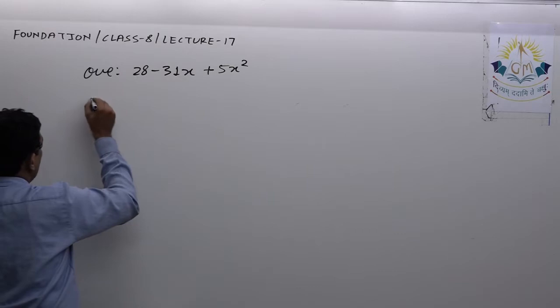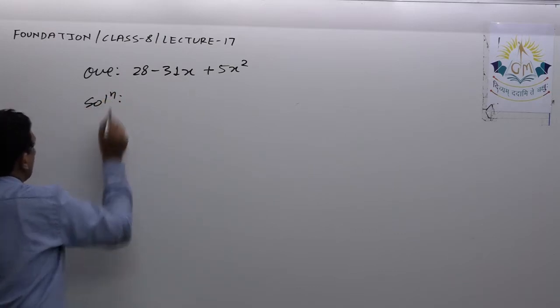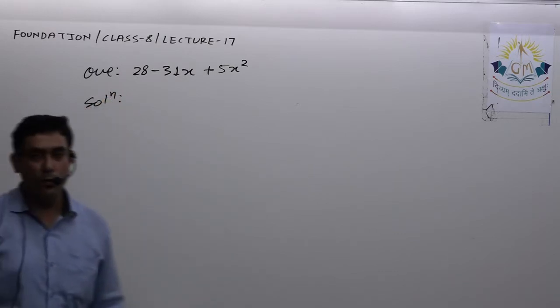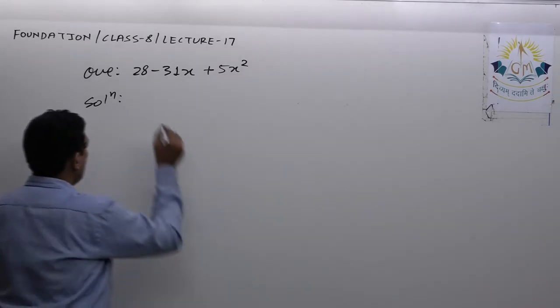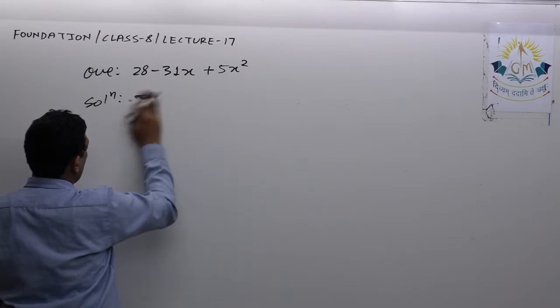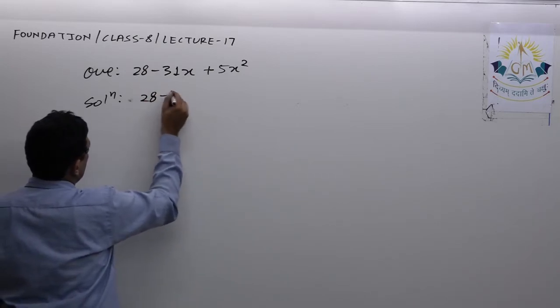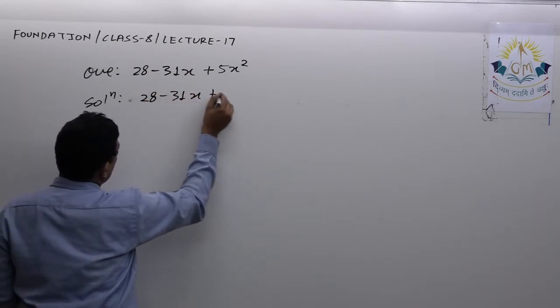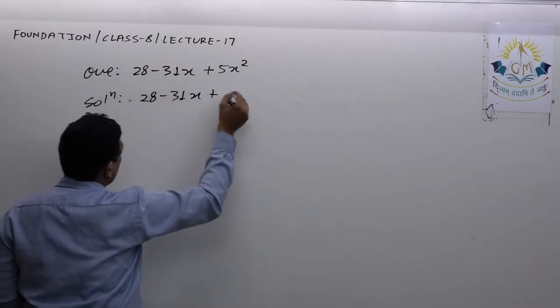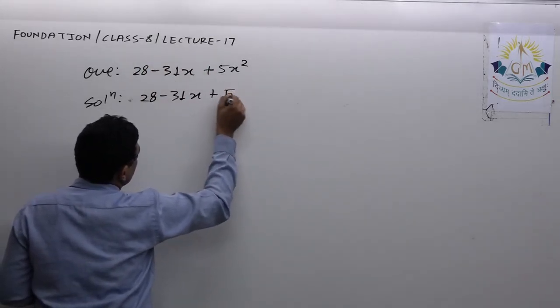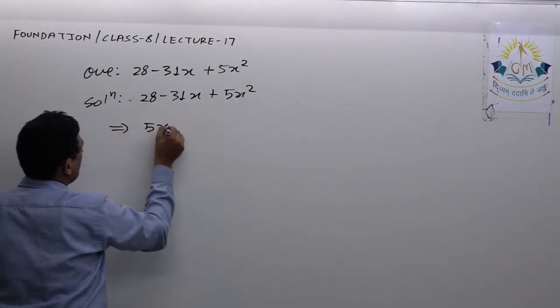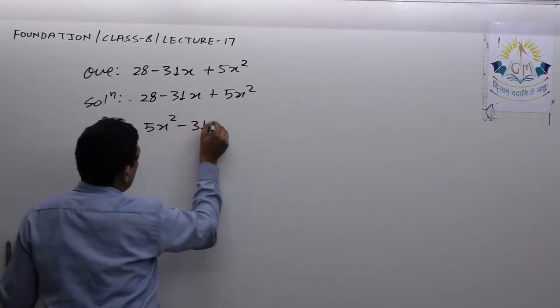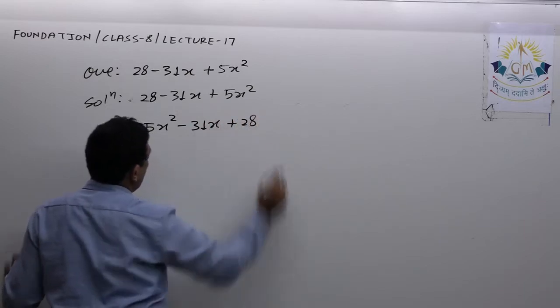Okay, so let us see how to solve this. So very first thing that I hope you also observed, this is not in the standard form. So I do write 5x square as the first term, and then minus 31x and 28 as the last term. So then it will become in the standard form. So 5x square minus 31x plus 28.